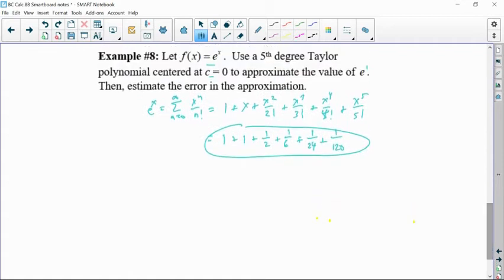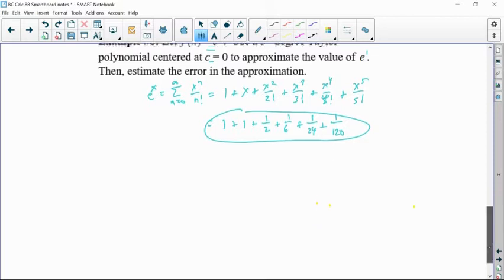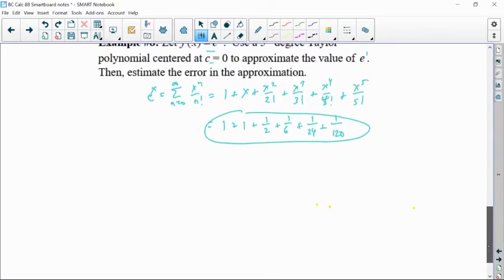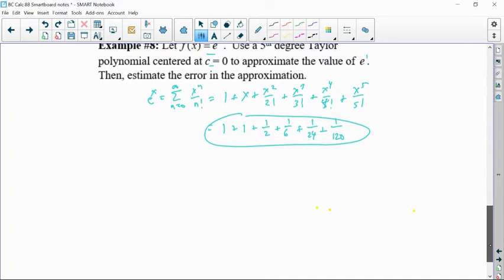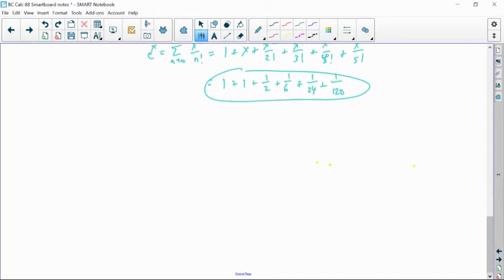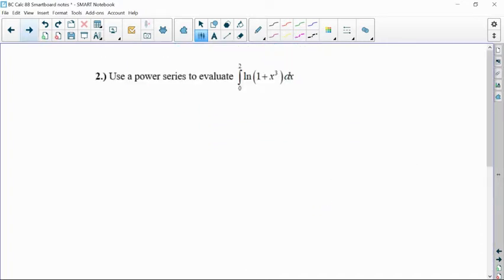Now for this one, it doesn't alternate. So if we were to use an error approximation, we'd have to use Lagrange, which is fine, but we won't be tested on that for this year. Okay, I think I have a couple more. Oh yeah, so this one's kind of cool.